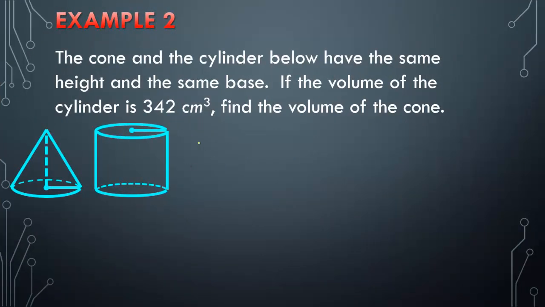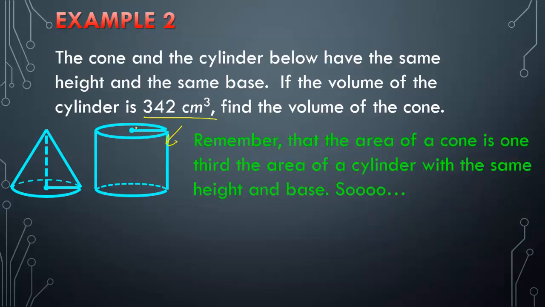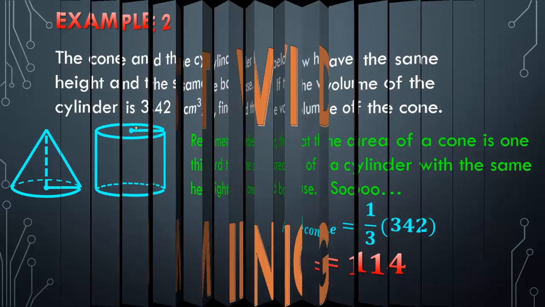So let's take a look at this example. The cone and the cylinder below have the same height and the same base. The volume of the cylinder is 342. So this right here, that's 342. Find the volume of the cone. This is actually really, really easy. The volume of a cone is 1/3 the volume of a cylinder with the same height and base, which it says they do. And it already gives you the volume of the cylinder. So we can just do 1/3 of 342, which is 114. Told you that was easy. So that's the second example.